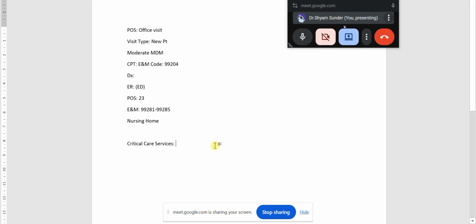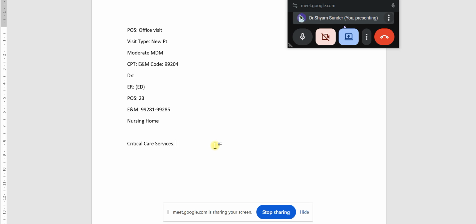What do you mean by critical care? What's your idea of critical care? When will critical care services be provided to the patient? Where the risk is getting so high, right? So if the patient is in a life-threatening situation, that's when critical care service will be provided. What do you mean by life-threatening situation? When do you say that the patient is in a life-threatening situation?